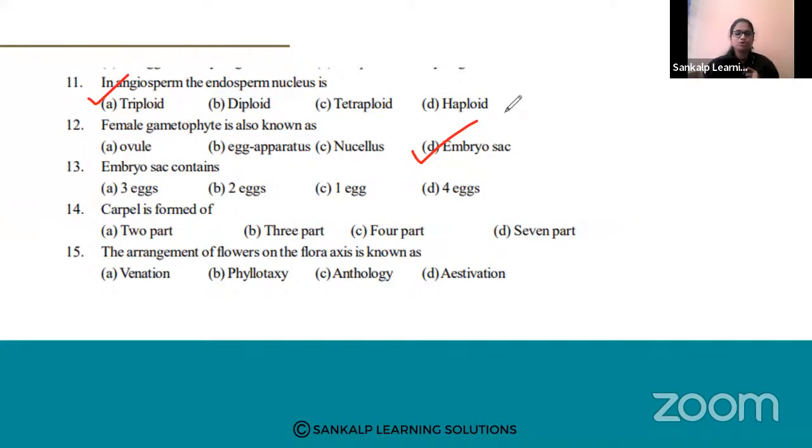Next, 14th question. A carpel, an individual unit of the female reproductive part, is formed of how many parts? Option A, 2 parts, option B, 3 parts, option C, 4 parts, option D, 7 parts. Yes, quick responses. Some of you are saying 2 parts.